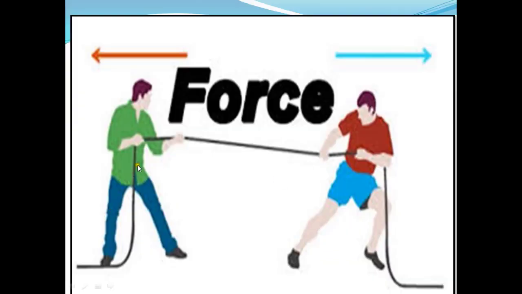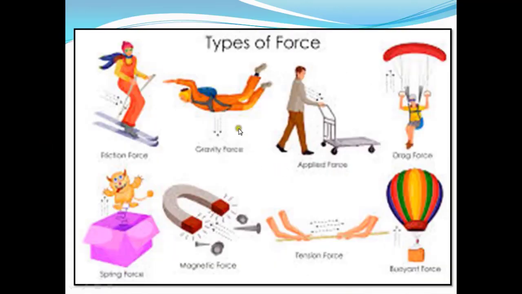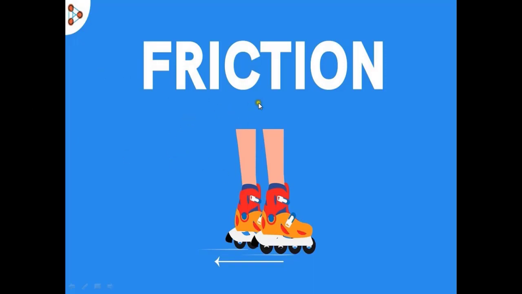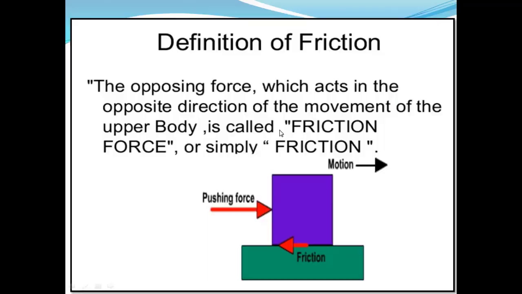Now you can look at another thing, when a rope is being pulled by two different persons, how the force is there. So here are the different types of forces which we can see in our day-to-day life. Further, we are talking about friction. Particularly, friction is the opposing force which acts in the opposite direction of the movement of the upper body, and is called friction or the friction force.